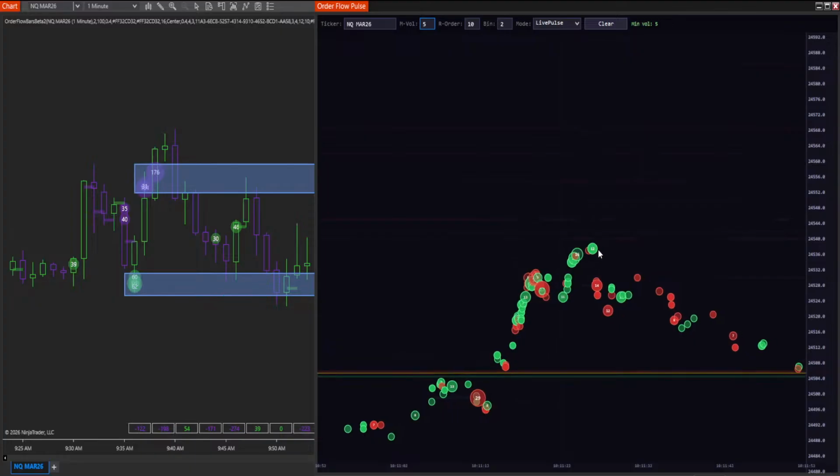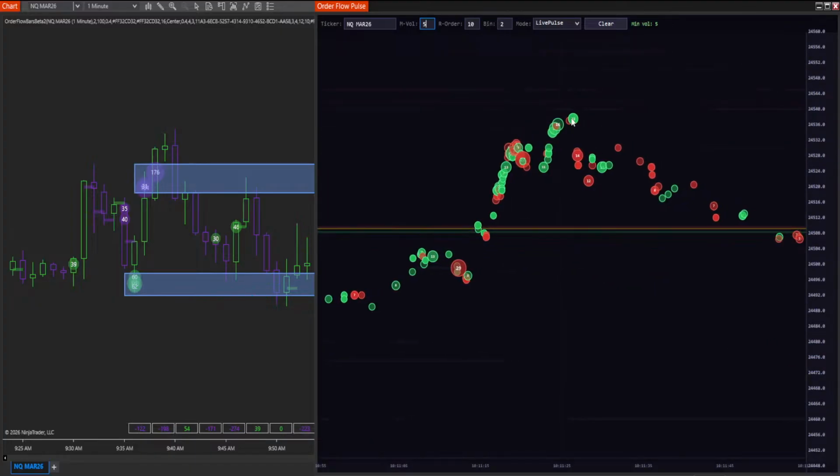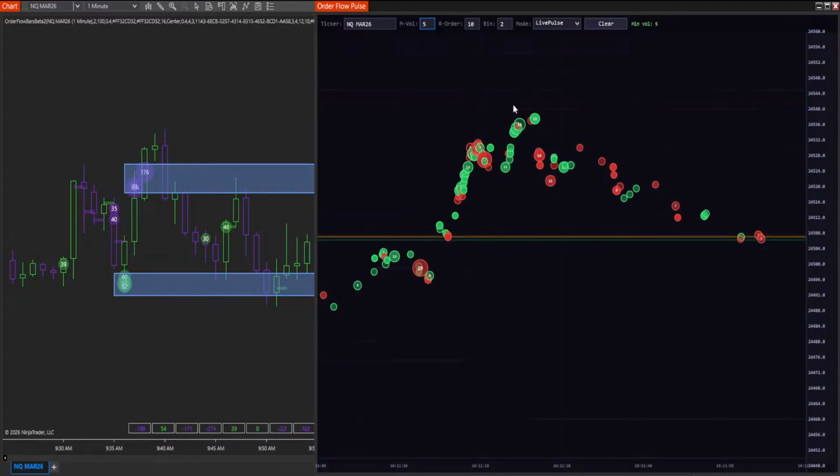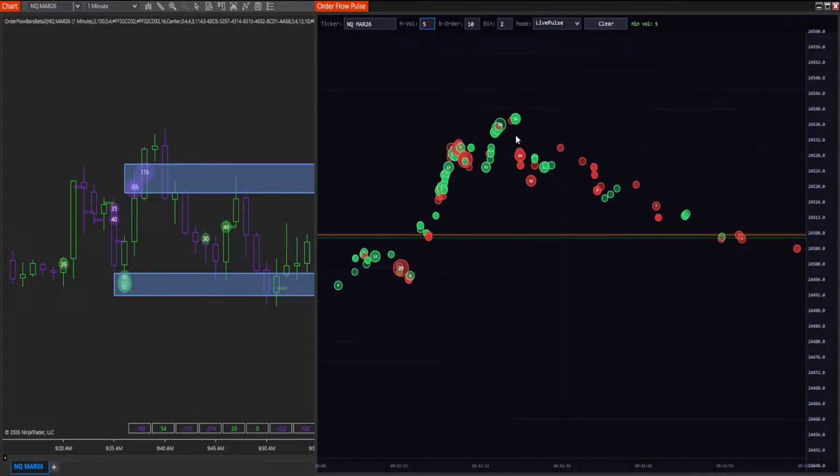Now, that 32 volume right there, right up in here, it was high delta, but we had some resting orders up here on the ask side, and we just kind of trickled back down.